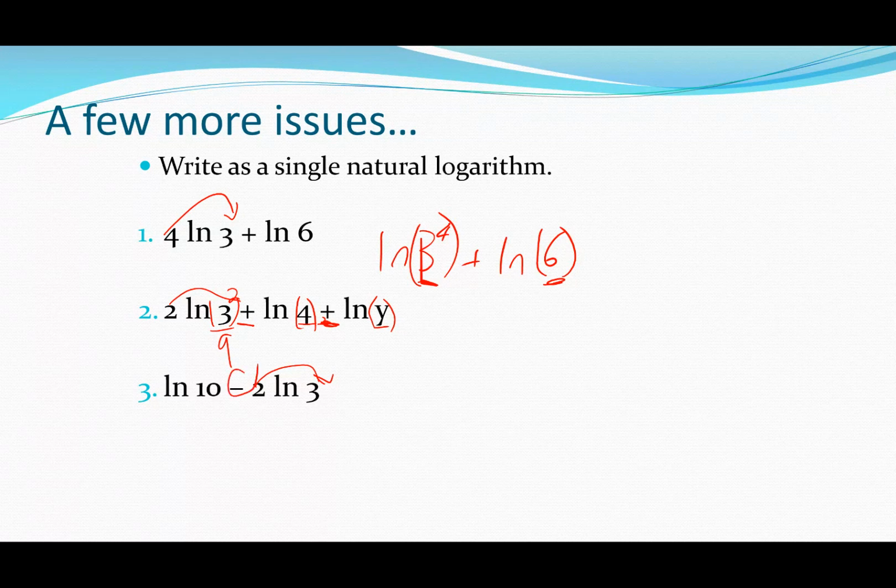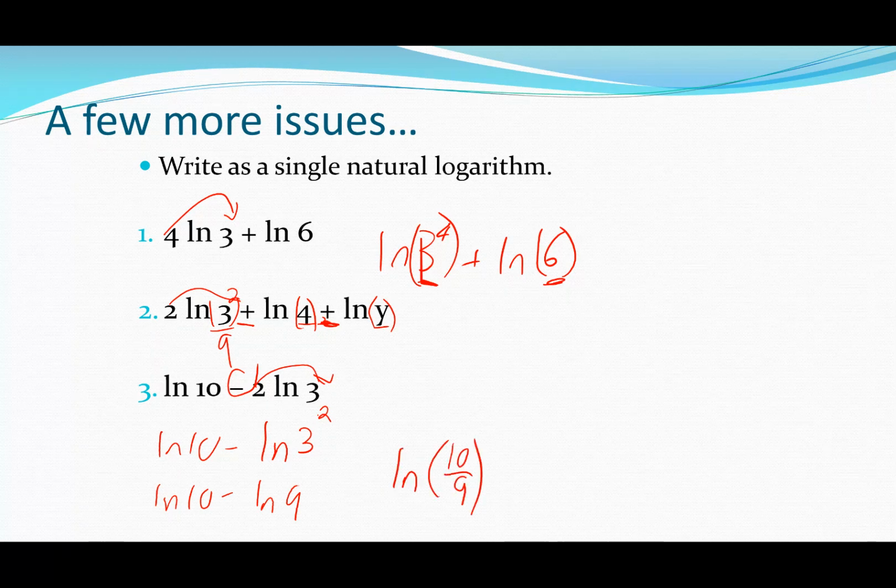So, I'd move that 2 to the top. This would be the natural log of 3 to the 2nd power, which is 9. This is still the natural log of 10. So this would end up being the natural log of 10 divided by 9. Remember, subtracting is division, adding is multiplication.